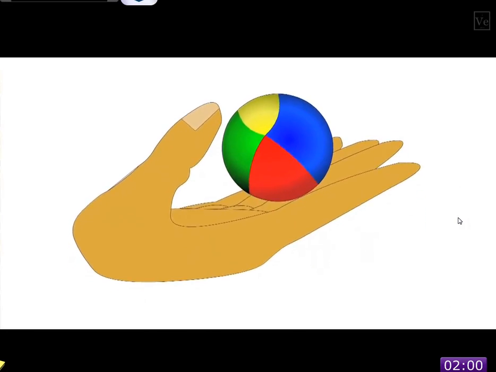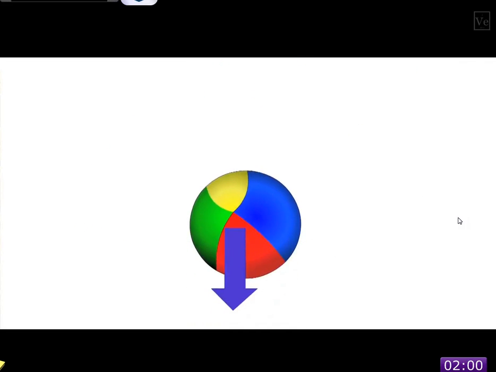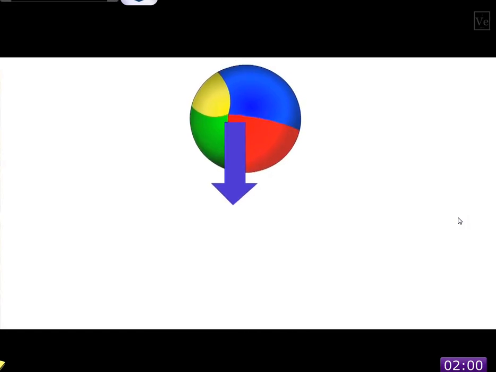After being thrown up, a ball travels slower and slower upwards. Its velocity goes through zero, and then it speeds up in the downward direction. The whole time, the ball is accelerating downwards. Then it meets the juggler's hand.